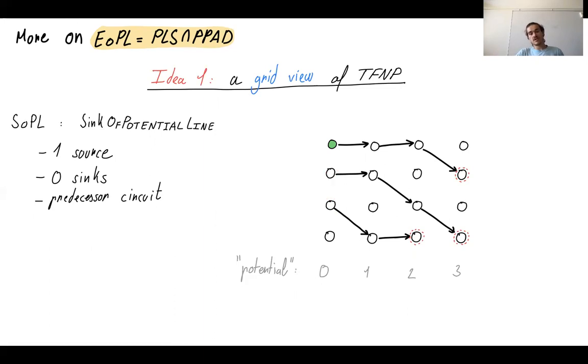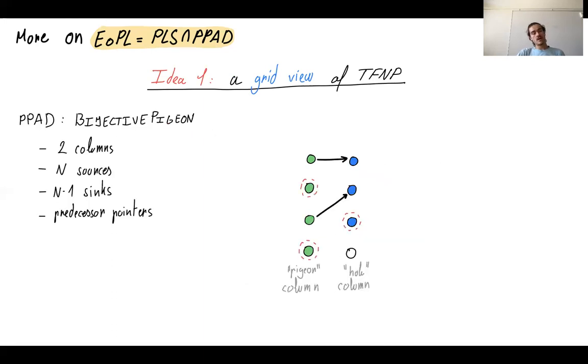Now for sink of potential line, it's exactly the same as before, but now we don't allow undistinguished sources to be solutions. Perhaps more interestingly, there is also a grid problem which is complete for PPAD. So recall that we saw a definition for PPAD earlier. And here we have another complete problem. So we would have here two columns, a pigeon column and a hole column. And indeed, we put the first column as the pigeon column, and it would have n sources. And the hole column would have n-1 sinks.